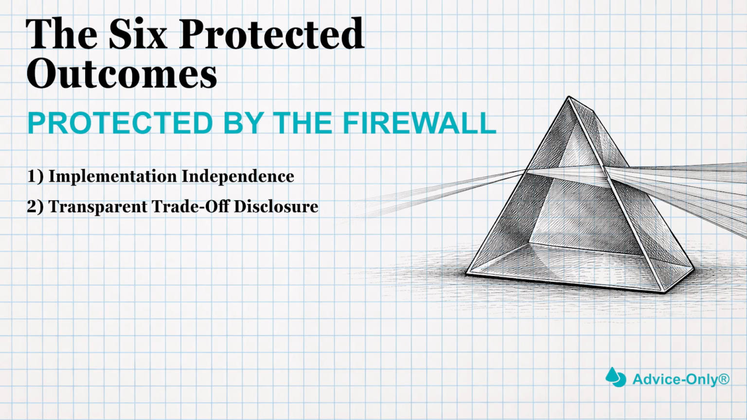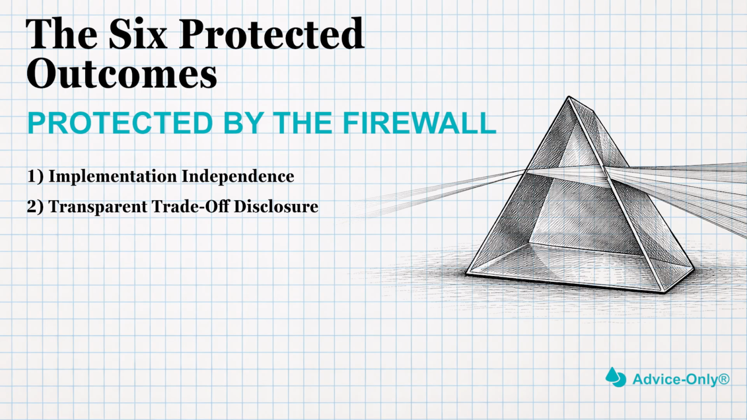Second, transparent trade-off disclosure. Because the advisor's income does not depend on what the client chooses, the advisor can explain trade-offs honestly. For example, a client may be deciding whether to keep money invested or use it to pay down debt. One option might produce more long-term growth. Another might reduce risk and increase cash flow.